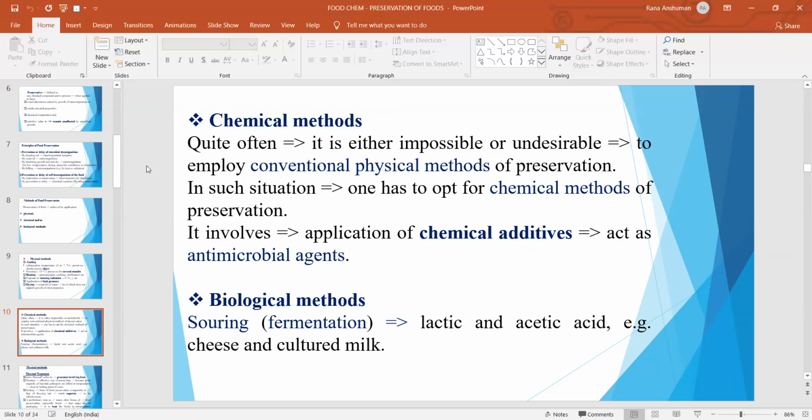Next one is biological methods. For this, souring of the product is done because of fermentation, and for this lactic acid, acetic acid, etc. are used for fermentation of the product. For example, this method is applied for preparation of cheese, cultured milk, etc.